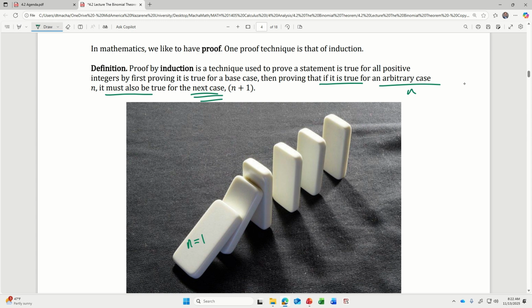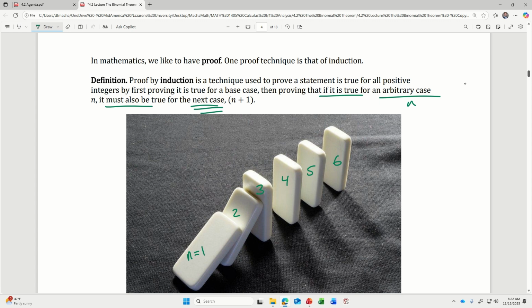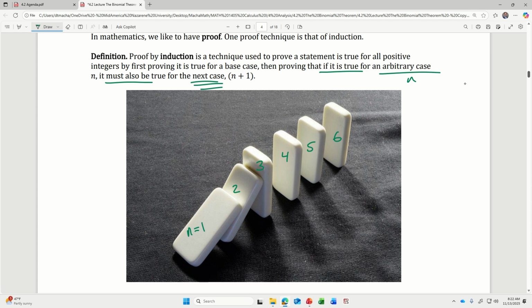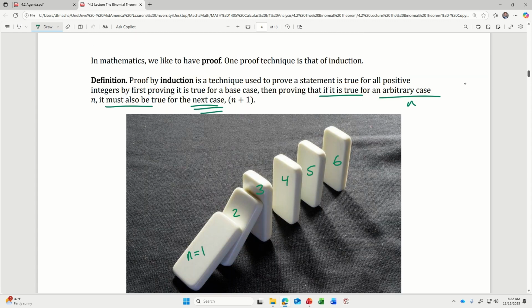And so you can imagine this like dominoes. Whenever you set up a proof by induction, the fact that a particular claim is true for n equals 1 will imply that it has to be true for n equals 2, and that implies that it has to be true for n equals 3, and that implies n equals 4, and that implies n equals 5, and so on. We call this induction because it covers the rest of the positive integers by this inductive argument. So the mental image of dominoes comes in handy.